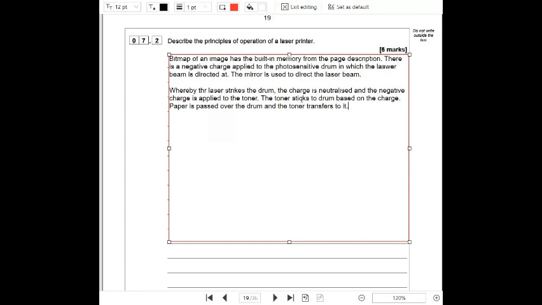So I'm trying to mention all of the indicative content, which gets you close to the 6 marks. So the more of this you can mention, the better. So my advice would be, when you're doing a past paper, ask your teacher to mark it.